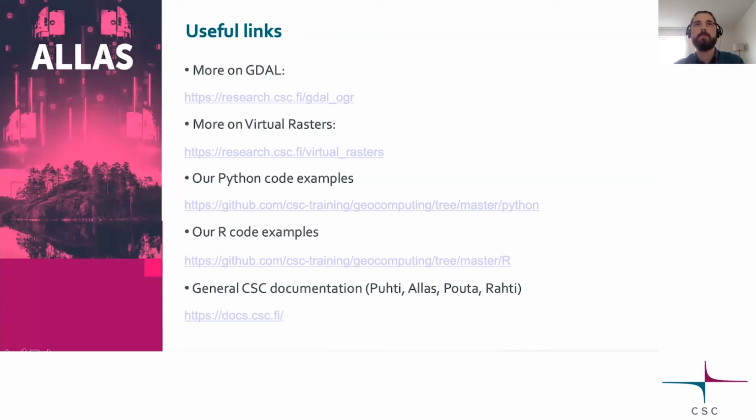Here are some links. Basically, just more reading, more studying. We have these examples and a lot more about GDAL and virtual rasters. They can be found from research.csc.fi. We have code for Python and R. They are in our training GitHub, which is open for everyone. You can find it from those links, and the general CSC documentation I was referencing quite a lot. It's docs.csc.fi, and nowadays there is documentation also for Puhti, but also Allas and Pouta and Rahti and pretty much all CSC computing platforms or data storage.